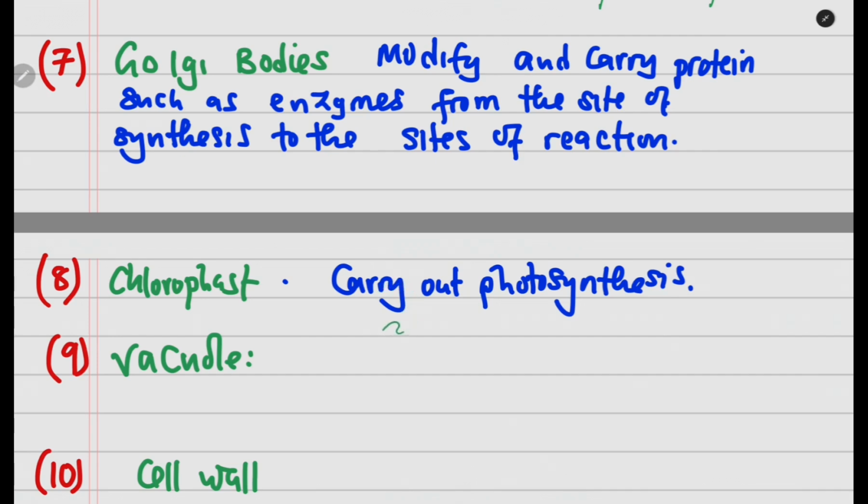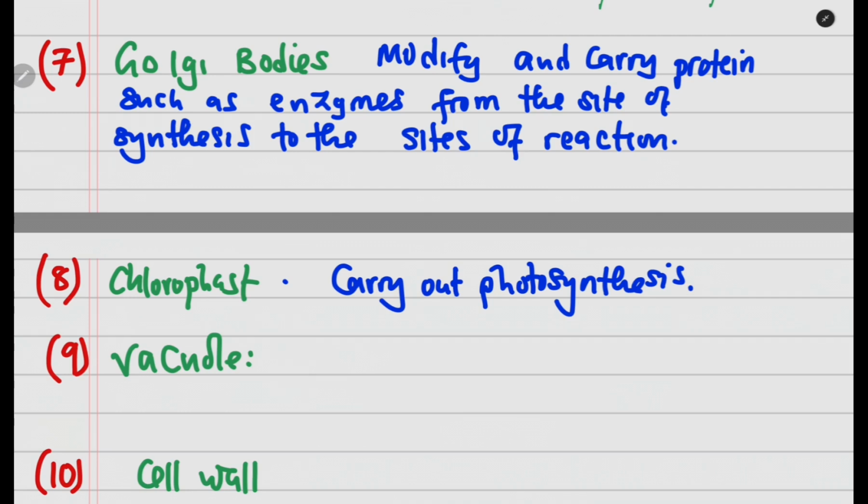Then let us look at the vacuole. The vacuole is filled with fluid called cell sap, and this fluid is just a mixture of salts, sugars, and water. The importance of the vacuole is that it plays an important role in the movement of water into and out of the cell.